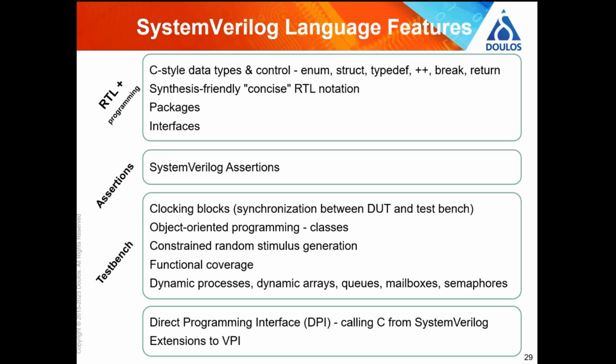And then something else that's really cool, there's something called the DPI, which is an easy way to call C from SystemVerilog. You've always been able to do that in Verilog, but it was hard. The interface was called the PLI and the VPI, and it was really for EDA vendors to do their kind of stuff. So if all you wanted to do was call a bit of C, it was hard work. Whereas the DPI is really, really easy.